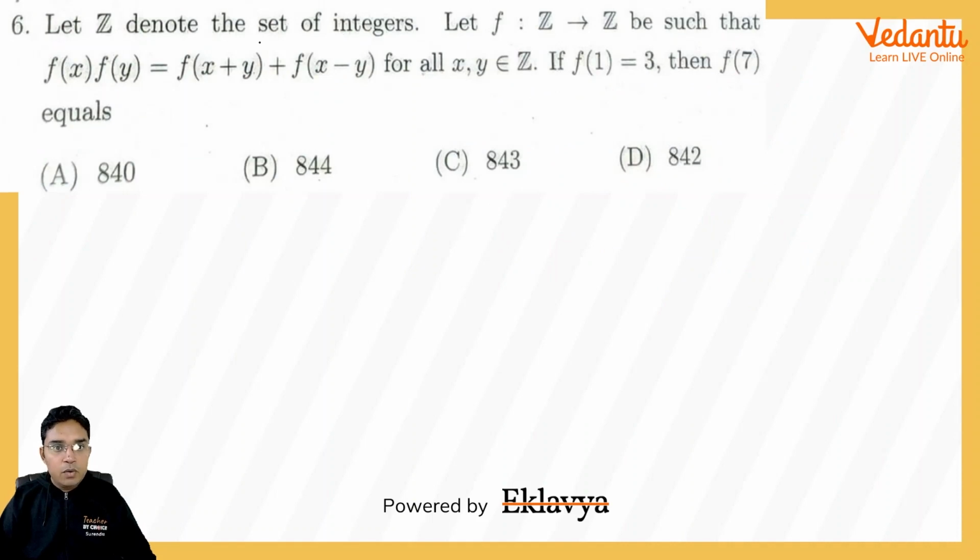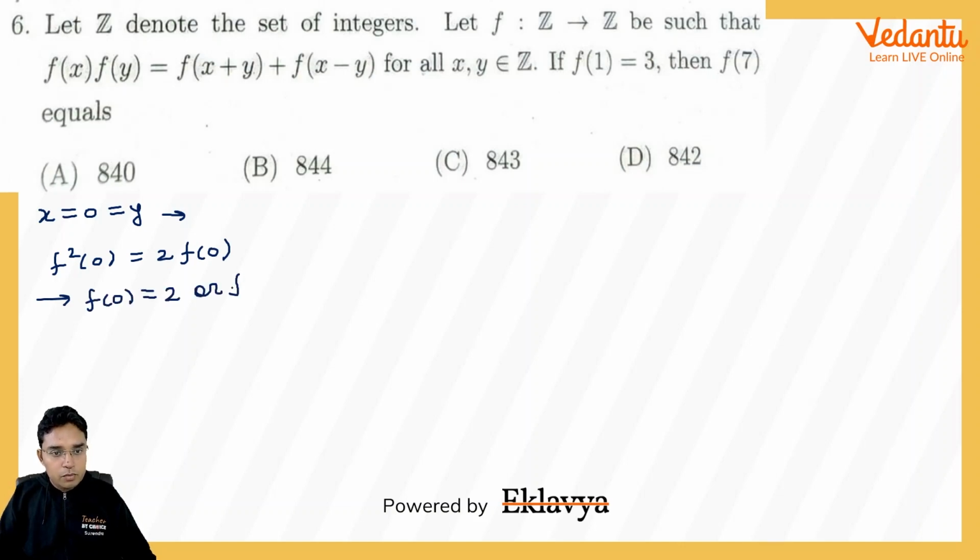It says let Z denote the set of integers and f is a function from Z to Z such that f(x) times f(y) is equal to f(x plus y) plus f(x minus y) for all x, y belongs to Z. If f(1) is equal to 3, we have to find what can be f(7). Okay, now to do this question, and this is one very standard step to start such questions. So if we put x is equal to 0, y is equal to 0, we will be getting f squared of 0, and on the right hand side it will be 2 times f(0). So this gives us either f(0) will be 0 or f(0) will be 2.